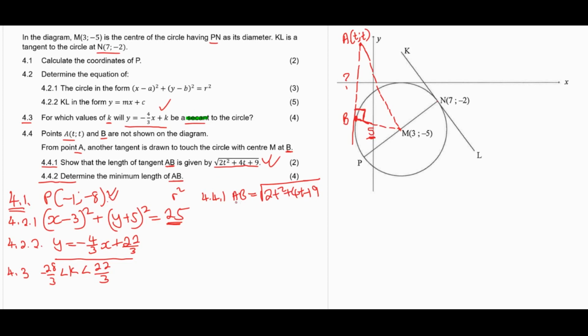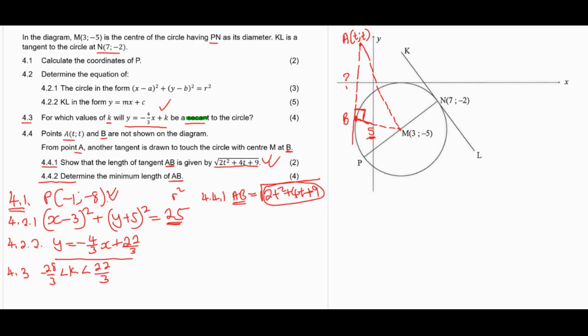Remember, we managed to find the length of AB in terms of t, which is this. AB is equal to the square root of 2t squared plus 4t plus 9. So this AB is going to be minimum if this expression underneath the square root sign is minimum. We need to find the value of t when this expression is minimum. I'm going to show you three methods here.